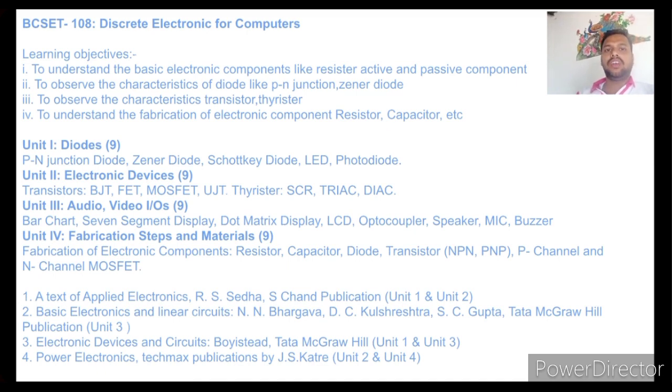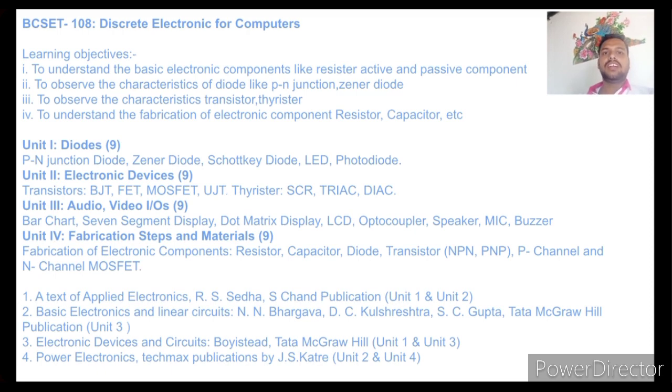Unit 3 is audio, video, and IOs that can be used for the computer. IOs means input and output devices. The output devices, that is the bar graph display, 7-segment display, and dot matrix display, their construction and working we discuss in this unit. The LCD display, then the optocoupler in detail, speaker, mic, and buzzer.